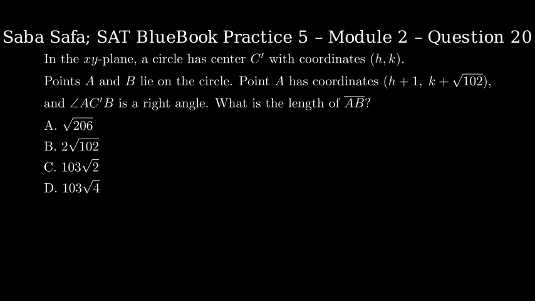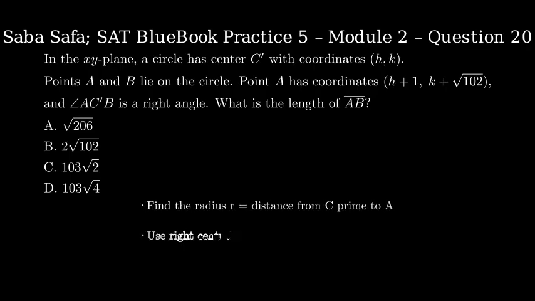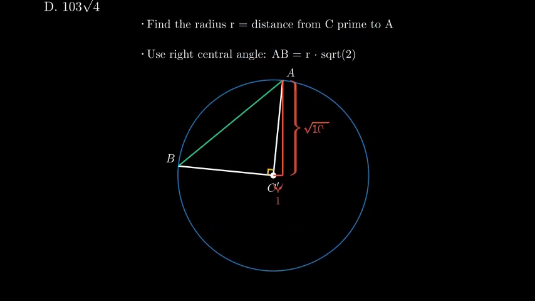We'll solve this by using two facts. First, the radius is the distance from C' to A, which we can find with the distance formula. Second, if the central angle AC'B is 90 degrees, then the chord AB equals r times square root of 2, which comes from the chord formula. The radius is the distance from C' to A.